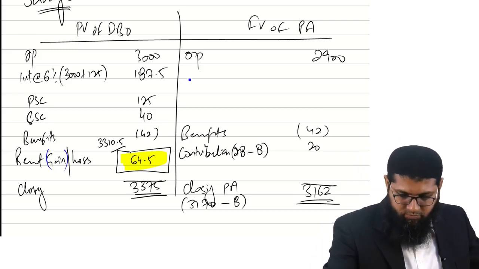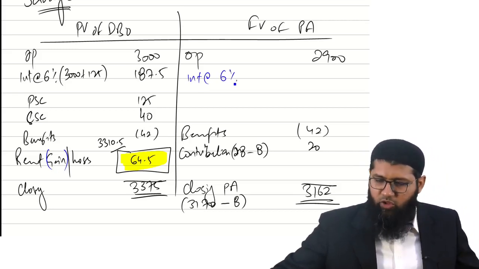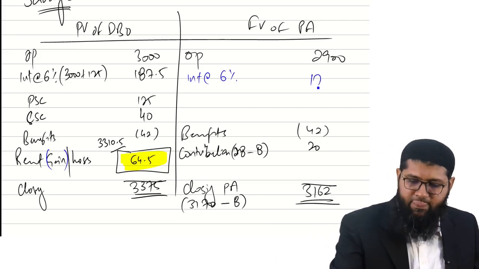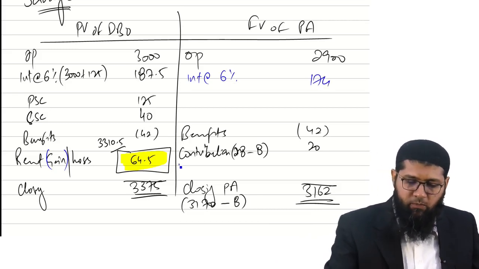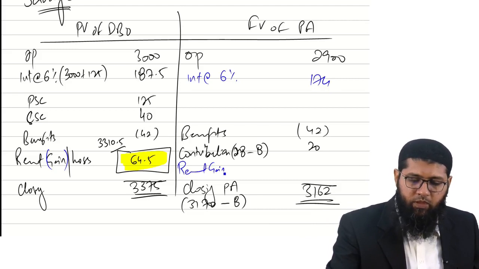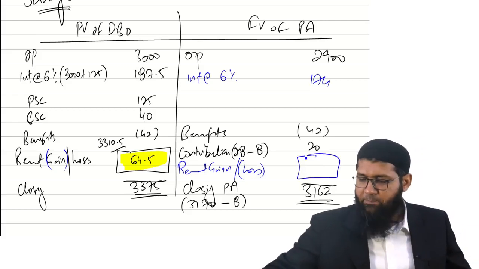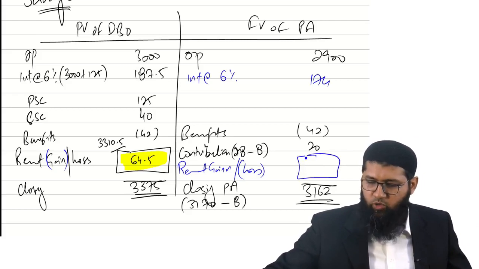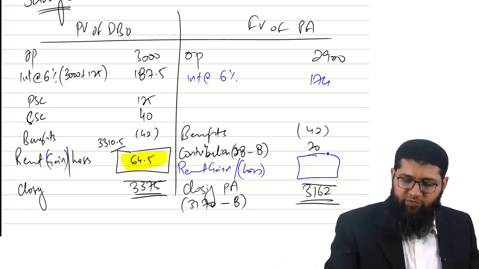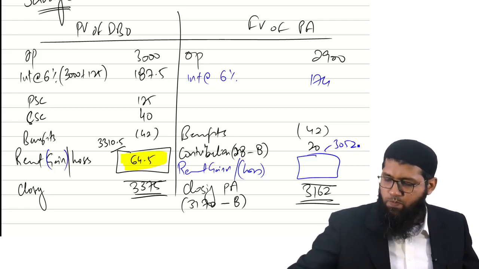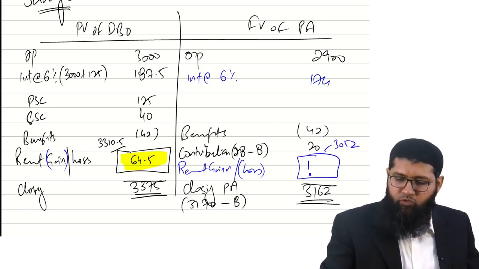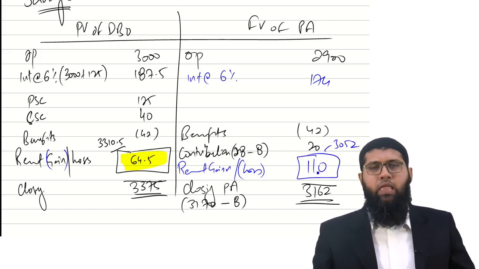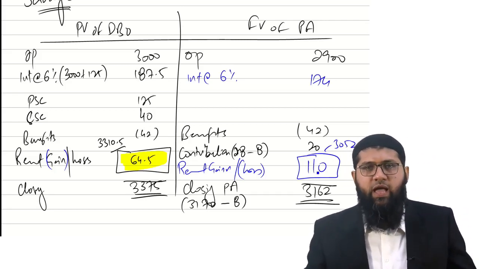Now, 2,900 is the opening asset, you multiply it with 6%, gives you 174. Then there is the remeasurement gain or loss. So how would we do it? 2,900 plus 174 less 42 plus 20 gives you 3,052. So 110 is actually a gain. It's a gain.